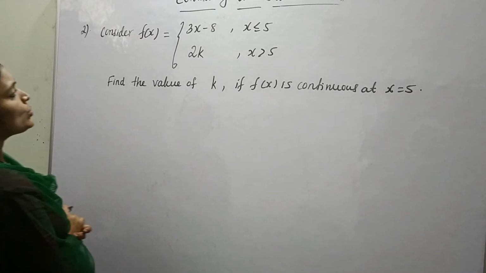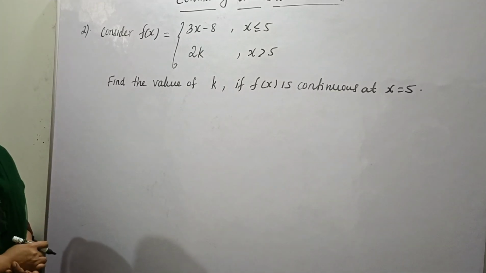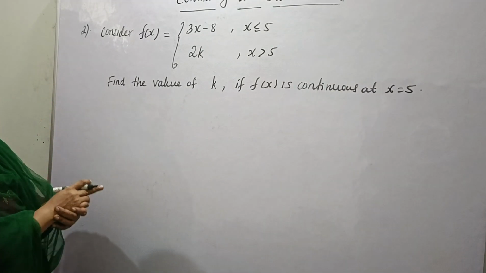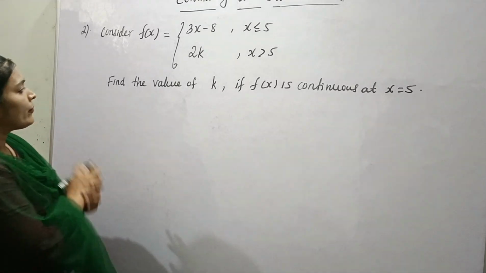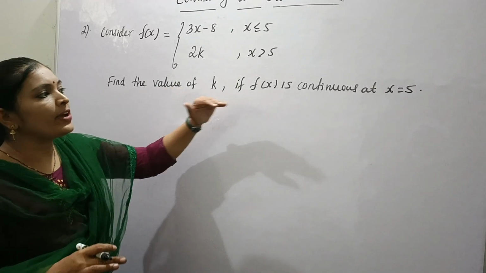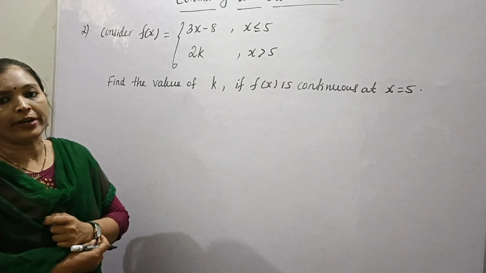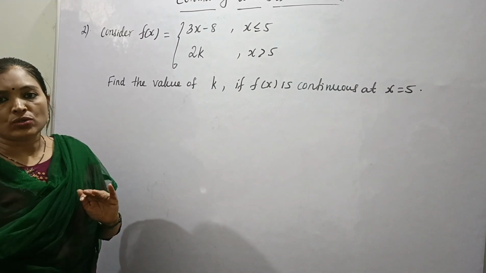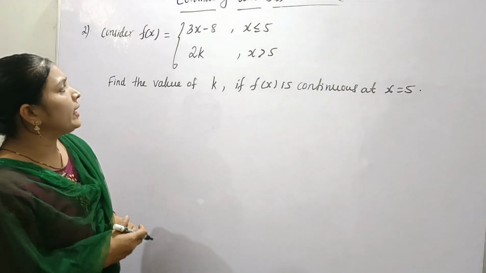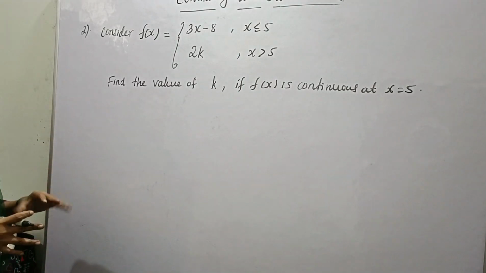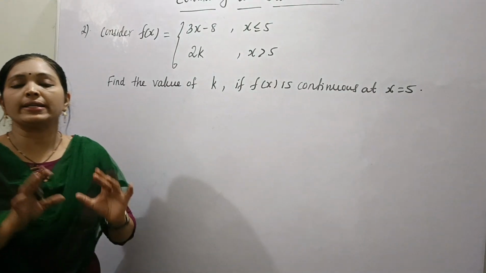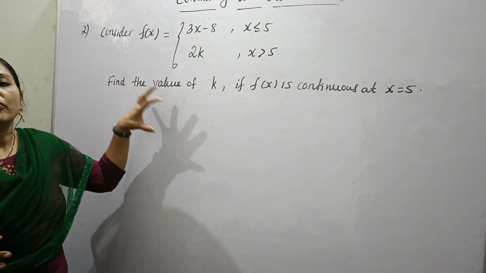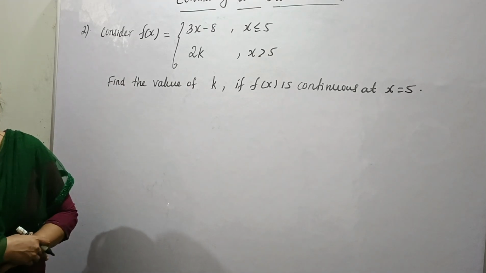Consider f of x is equal to 3x minus 8, x less than or equal to 5, and 2k, x greater than 5. Find the value of k if f of x is continuous at x equal to 5. This is a very important question, asked in 2007 and 2013. It is given that the function is continuous at x equal to 5, so we need to find the value of k.